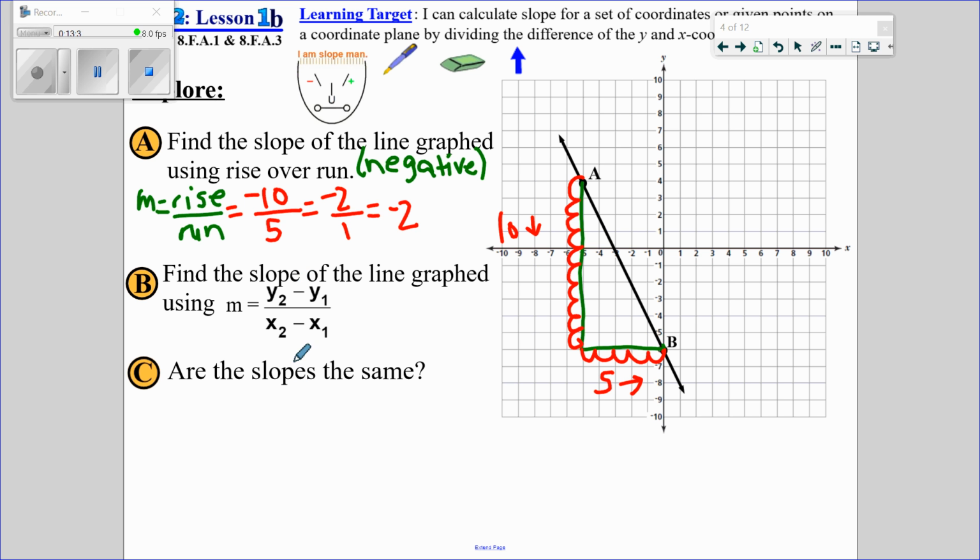Now we're going to find the slope of the line graph using the formula y2 minus y1 over x2 minus x1. First thing, we have to get the coordinates. So let's see what A was. Look at A, and I write it down for myself. A is negative 5, 4. And B is, you see, 0 is your x, and your y is negative 6.